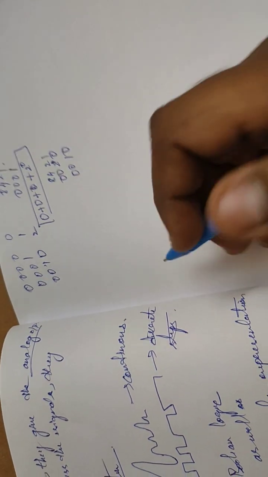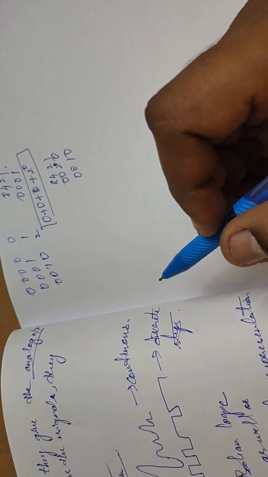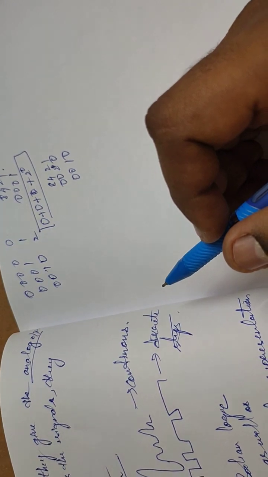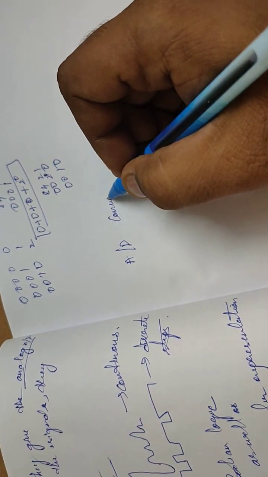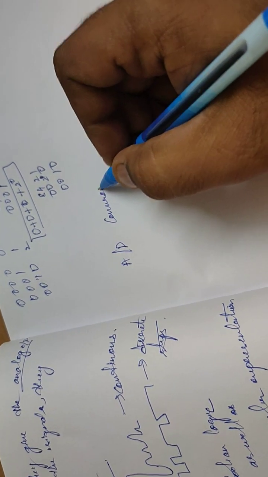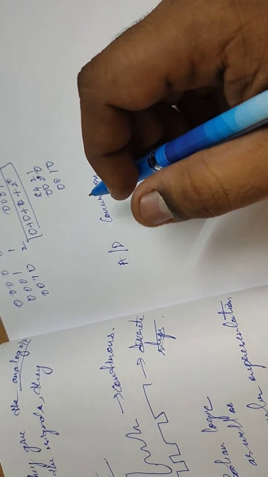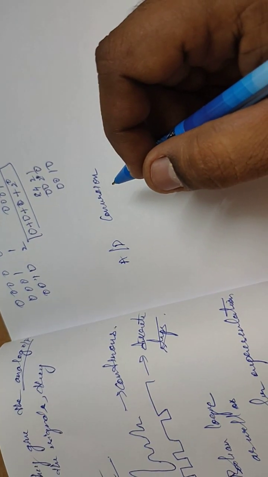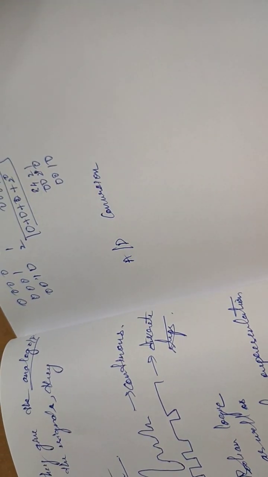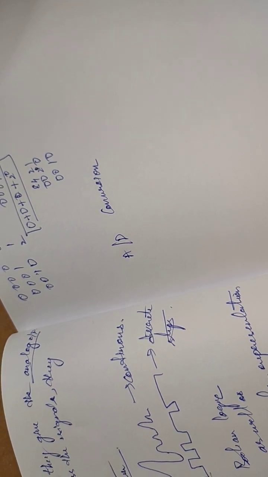Now we consider analog to digital conversion. Analog to digital conversion involves converting analog signals into binary words, right? Like we said, this binary, what do you say?